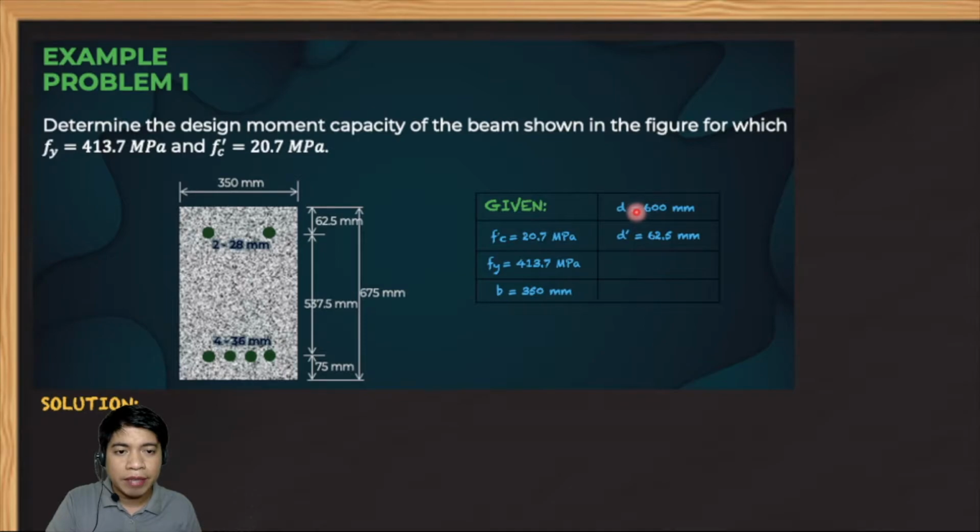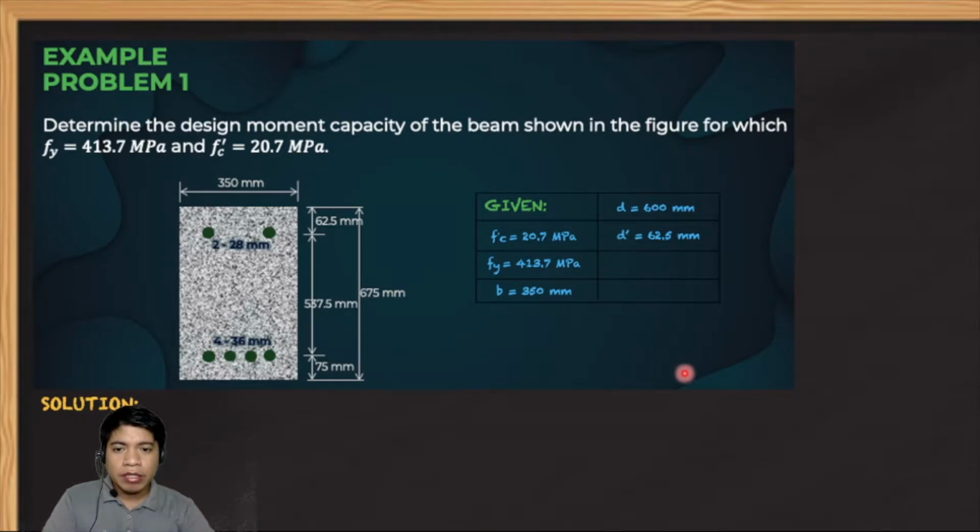Tapos given yung ating effective depth. So again yung ating effective depth guys is mula sa extreme compression fiber papunta dito sa centroid ng ating steel which is 537.5 plus 62.5, so that will be 600 millimeters. Tapos of course, given din yung ating D prime is the distance ng centroid ng compression steel bars papunta sa may extreme compression fiber, so that is 62.5 millimeters.